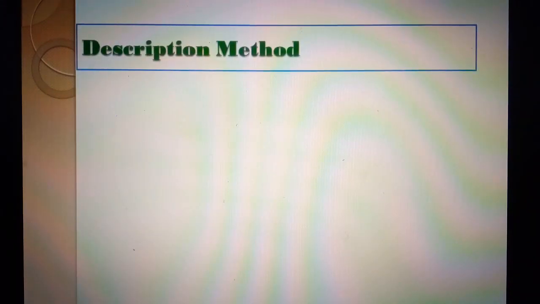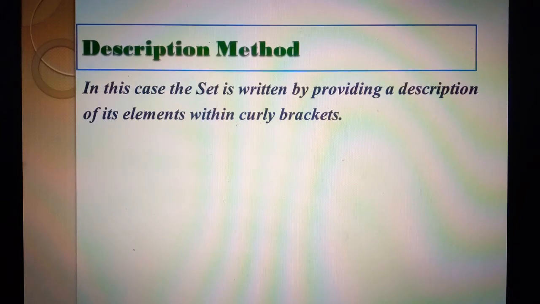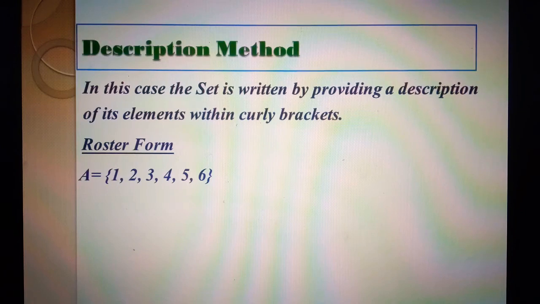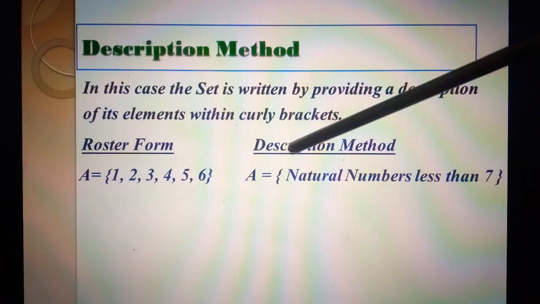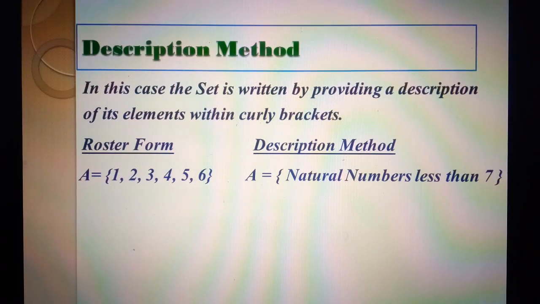Now we will look at the next method, that is the description method of representing a set. In this case, the set is written by providing a description of its elements within curly brackets. So if in the roster form we have, say, 1, 2, 3, 4, 5, 6, then in the description form we would describe these elements, like A is a set of natural numbers less than 7. So we just put a description of the elements using a statement.